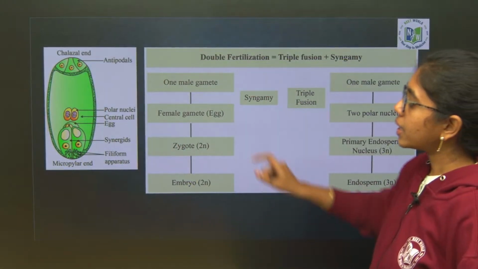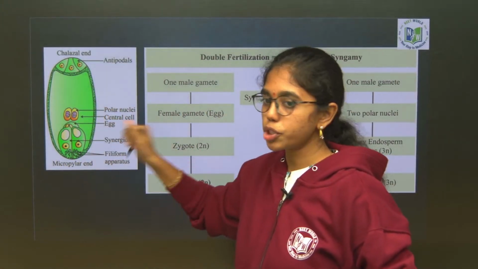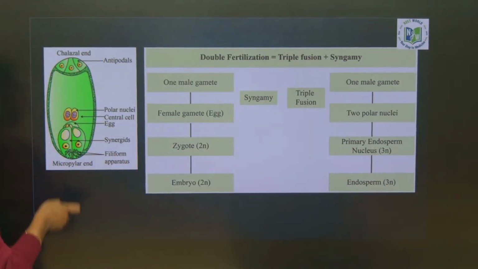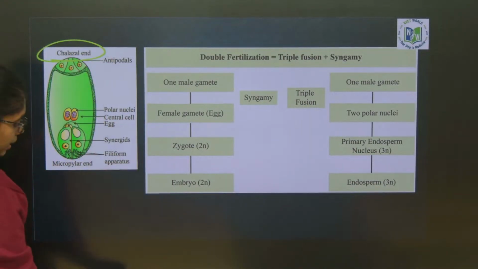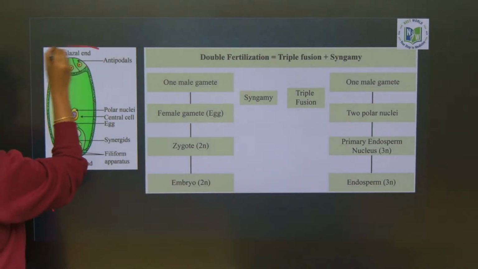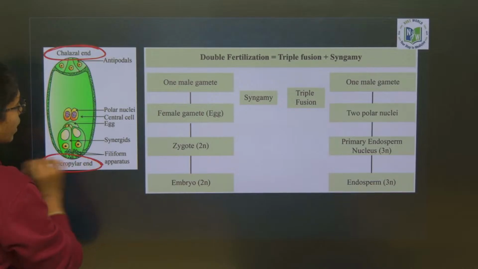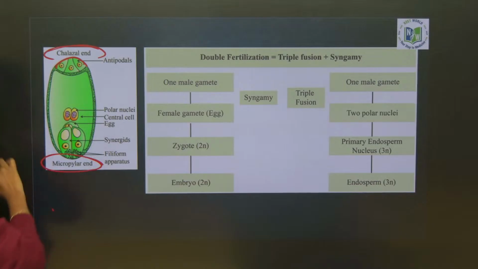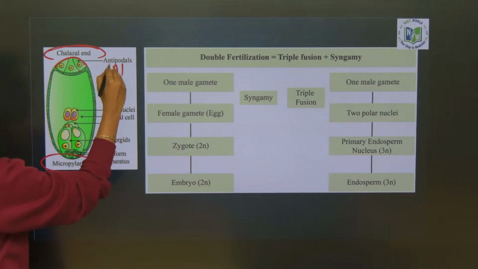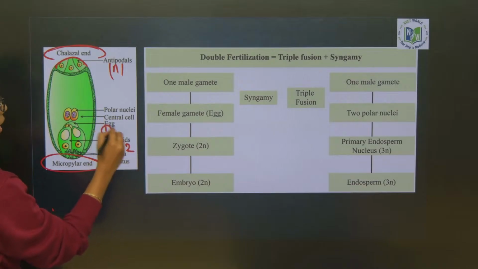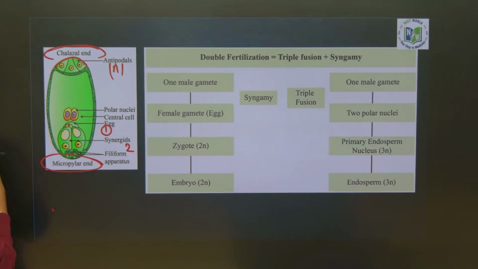And here let us get into the structural description of the embryo sac. The embryo sac has two ends: one is the chalazal end and the other is the micropylar end. The chalazal end will have three antipodals. These are haploid. The micropylar end has two synergids and one egg cell, which combined you will call the egg apparatus.